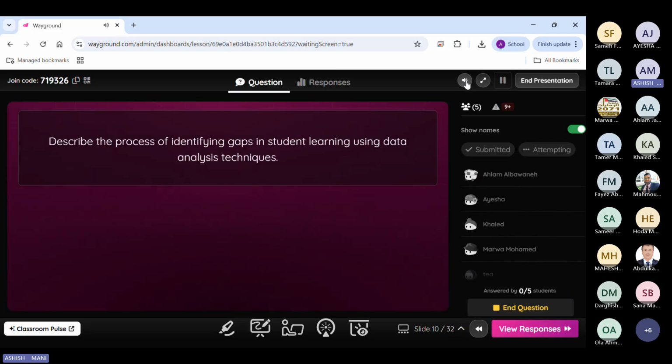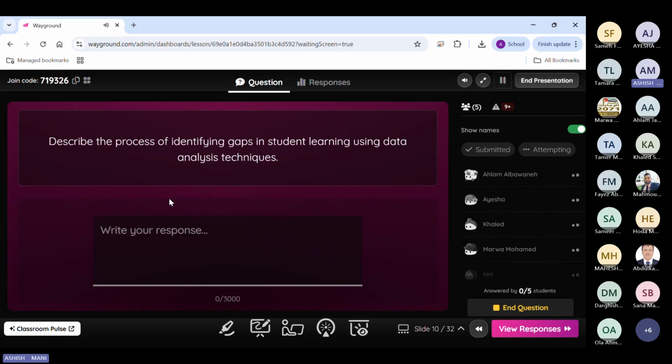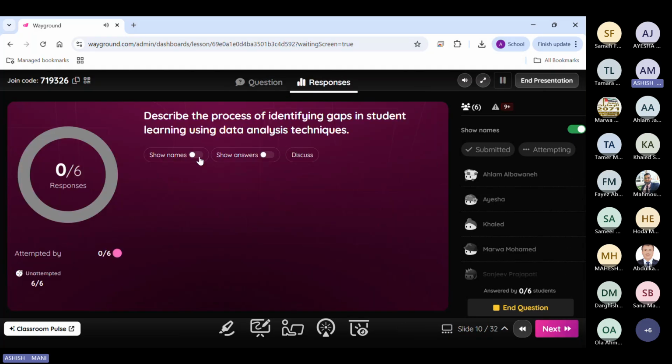Now there is one more question. This is an open-ended question where you have to write, describe the process of identifying gaps. If you can give your answers, it will be very helpful.